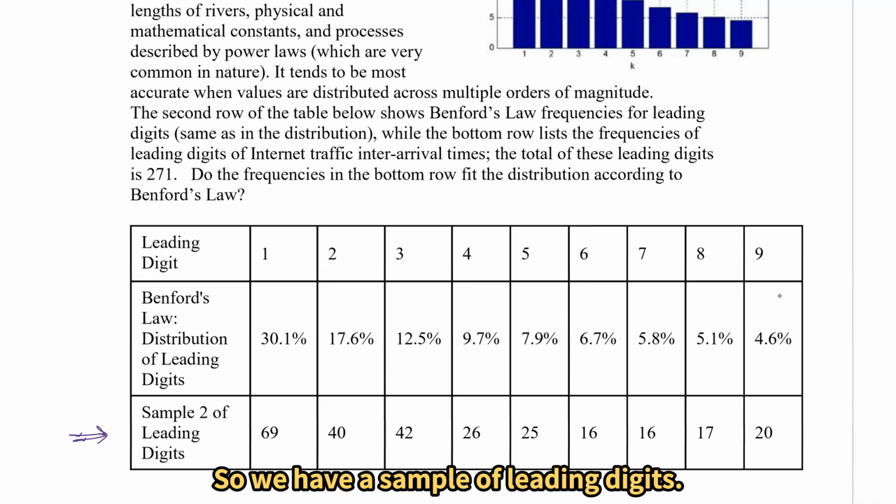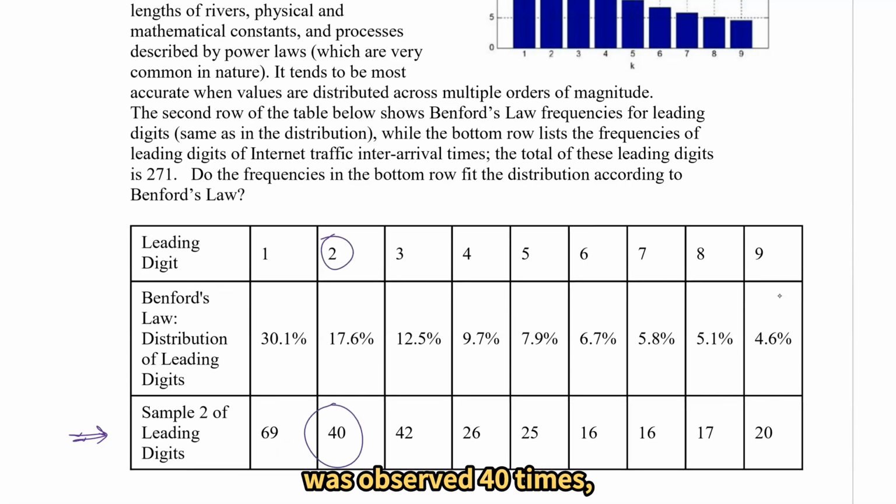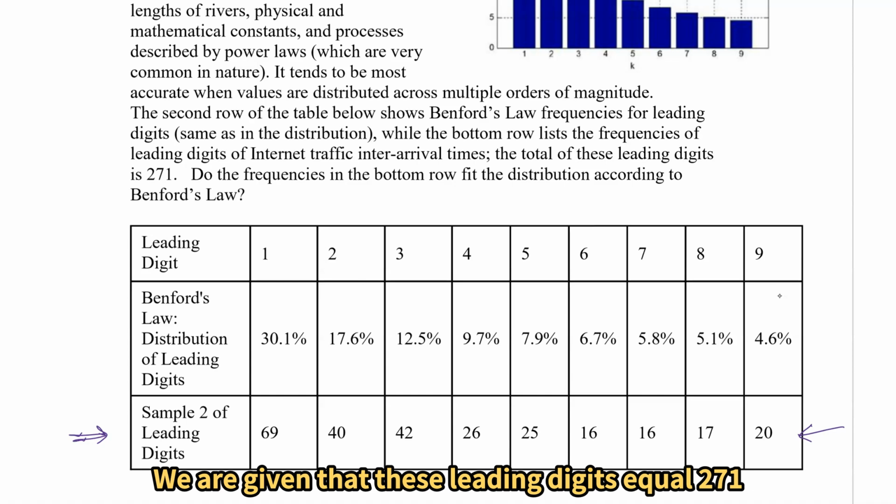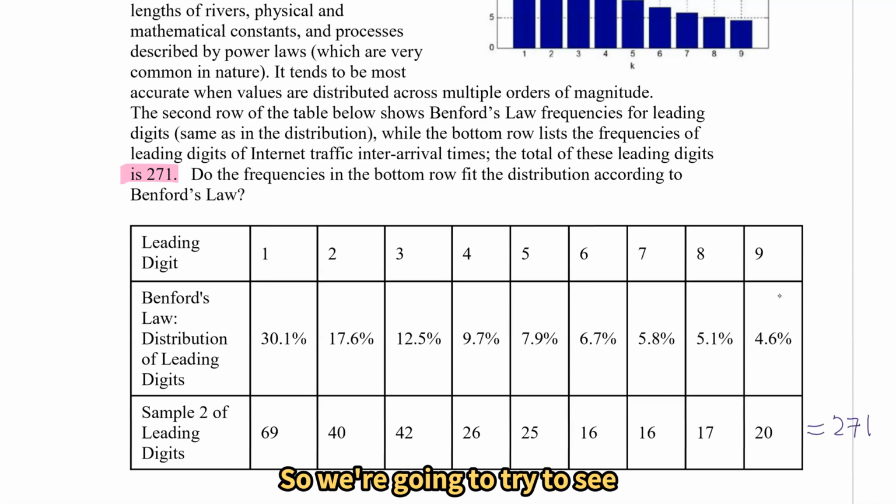We have a sample of leading digits, and this is internet traffic arrival times. So we're looking at some kind of time in regards to the internet. The leading digit of 1 in this data was observed 69 times. The leading digit of 2 was observed 40 times, etc. The question is, do these frequencies fit Benford's distribution? We are given that these leading digits total 271 if we were to add them up. So we're going to try to see if Benford's law would apply.